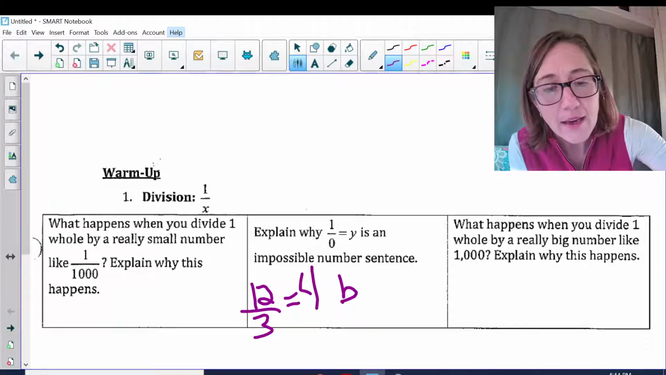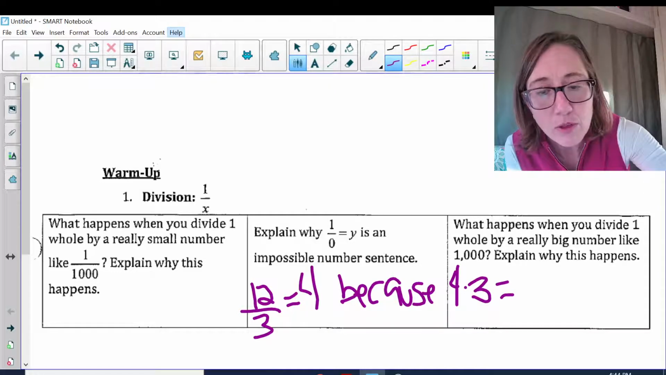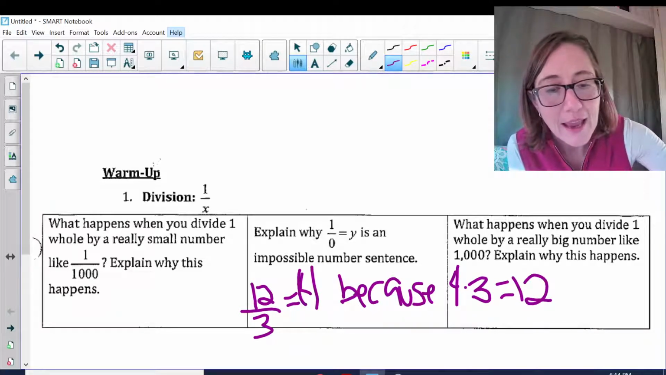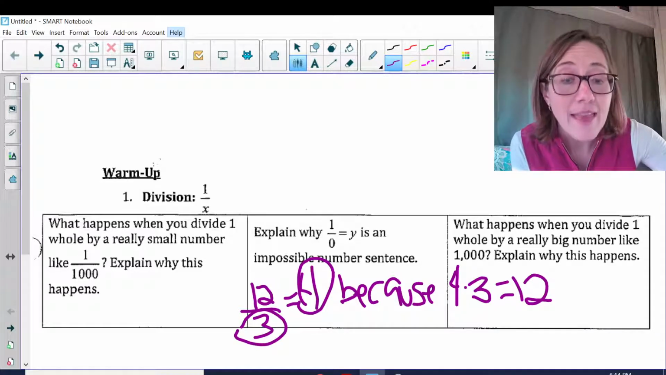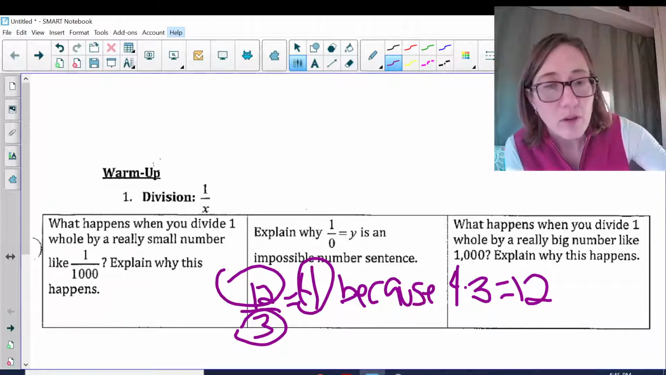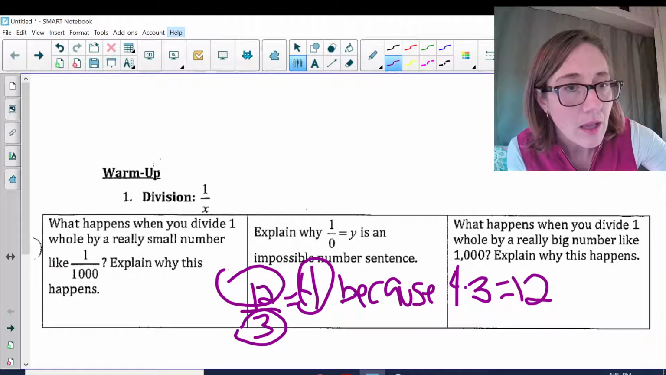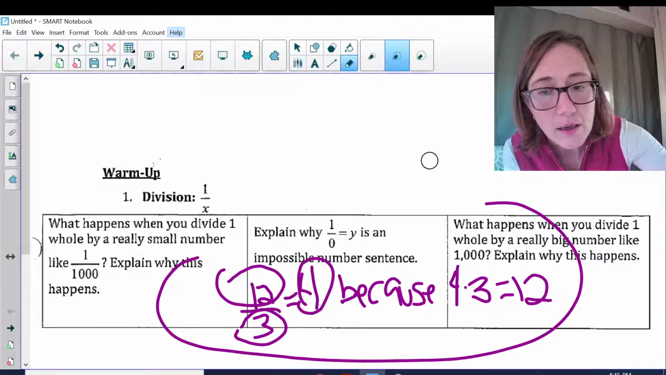And the reason for that is because 4 times 3 equals 12. So you can take the answer and multiply it by what you're dividing by, and that gives you the number that you started with, right? So let's do another one of those. Let's erase. Oh, wait, that's not erasing.